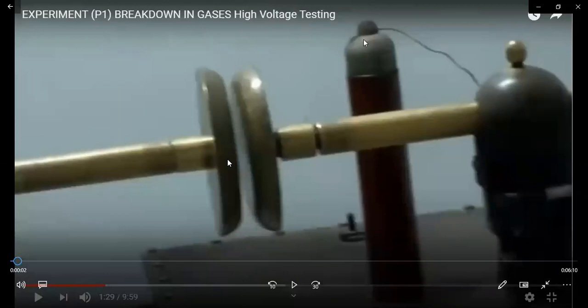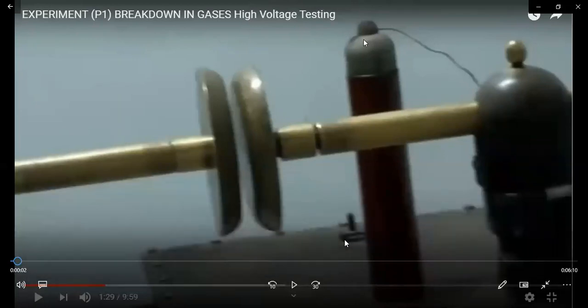So air has a good dielectric strength, and it is free of cost. So air can be used as a good dielectric material. Other gases used as dielectrics are SF6, nitrogen, carbon dioxide, etc. So let's start with the breakdown in gases, the high voltage testing experiment.